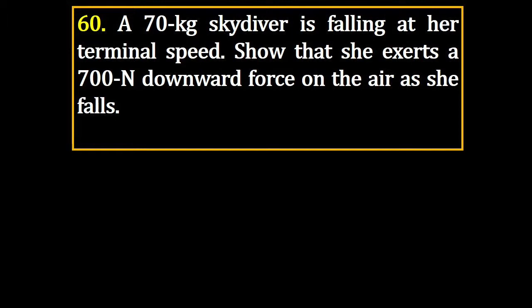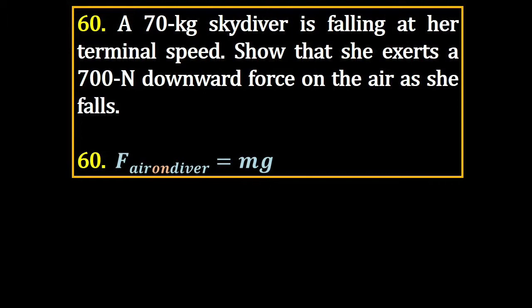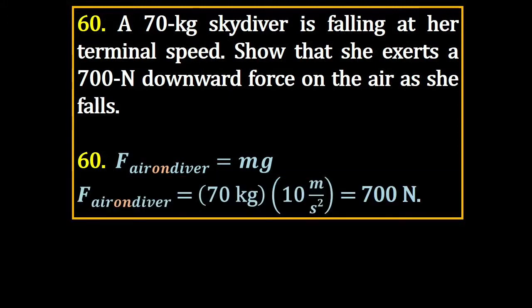Next, a 70 kilogram skydiver is falling at her terminal speed. Show that she exerts a 700 newton downward force on the air as she falls. Well, her weight's going to be 700 newtons. So the force of air on diver is going to be mg, and her mass is 70 kilograms, so it's going to be 700 newtons.